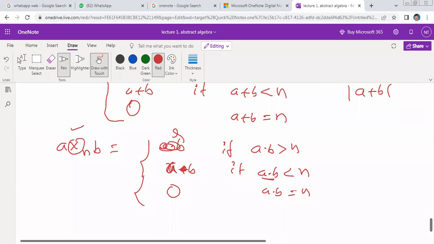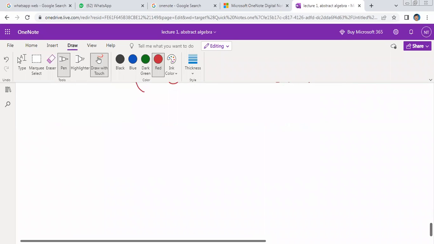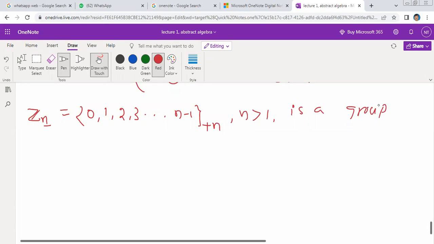When we write Zn, it becomes very important. I am talking about Zn, integers modulo n. Zn is called the integers modulo n. Addition modulo n, up to n-1 elements: 0, 1, 2, 3 up to n-1. Zn with n greater than 1 is a group under addition modulo n. Zn is equal to 0 1 2 3 up to n-1.